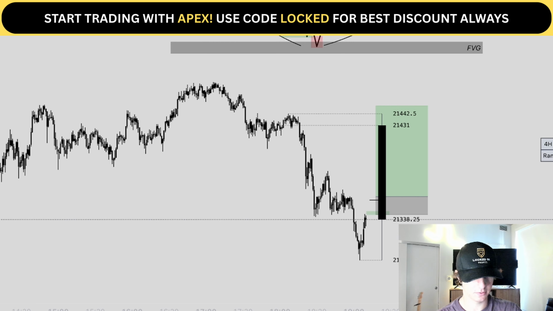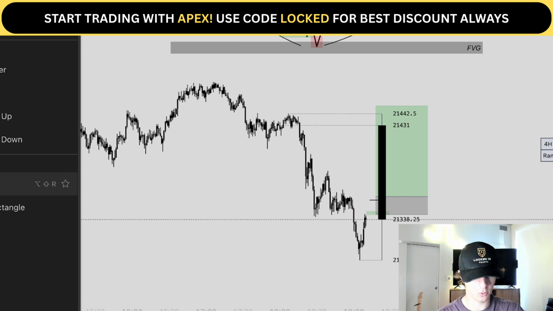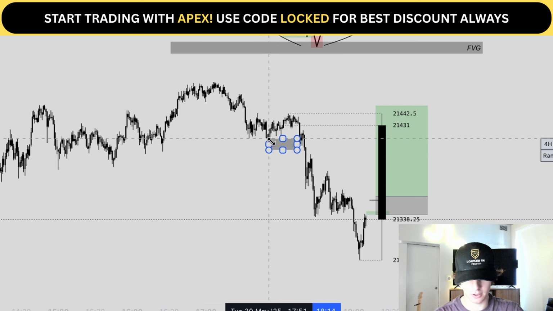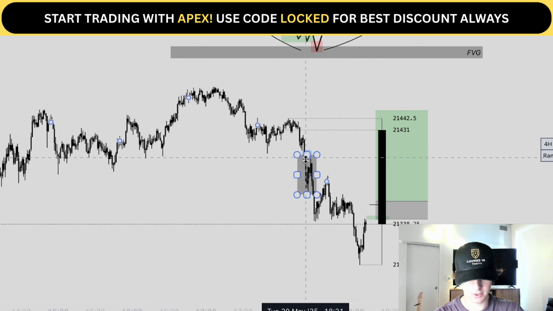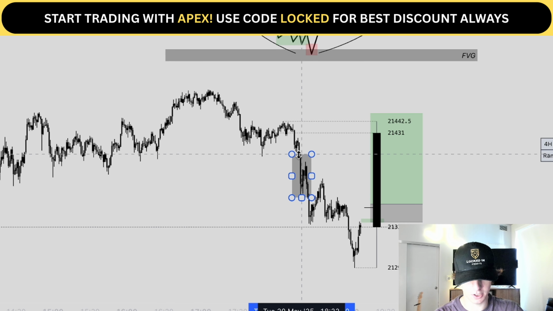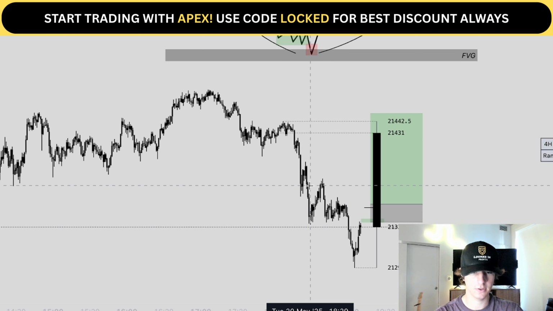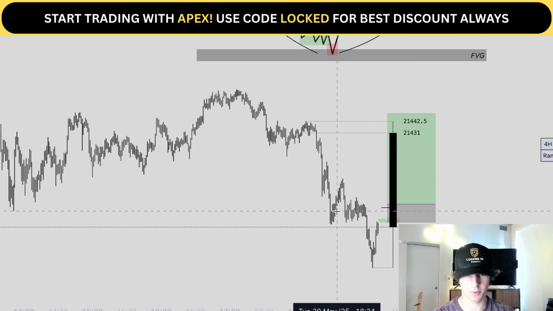Let's try and identify portions of the market maker model. Okay, so this is a reaccumulation leg, all right? This is a reaccumulation leg, a little bit just catching a fair value gap. This is a reaccumulation leg, okay? Now, this at the bottom is actually going to be our smart money reversal.